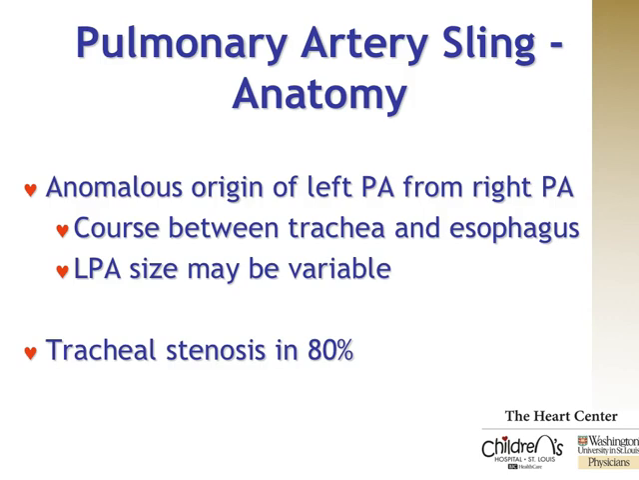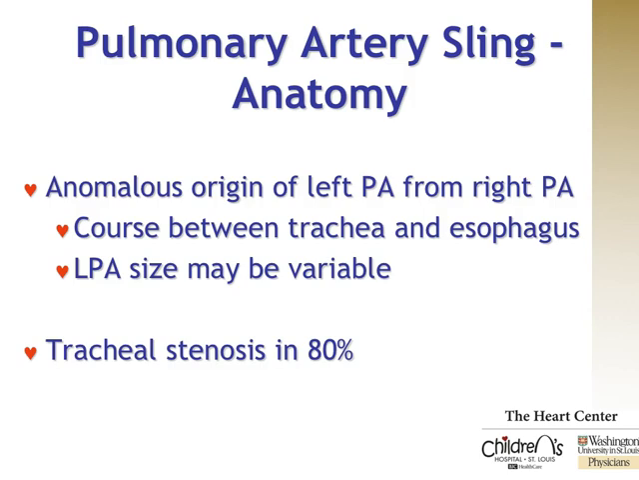In my experience, in most cases of left pulmonary artery sling, the left pulmonary artery is a perfectly normal size, but there are some cases where it's quite hypoplastic. The real key thing to understand with left pulmonary artery slings is the frequent association with true anatomic tracheal stenosis due to complete tracheal rings. Over 80% of patients with LPA slings will have a tracheal stenosis.